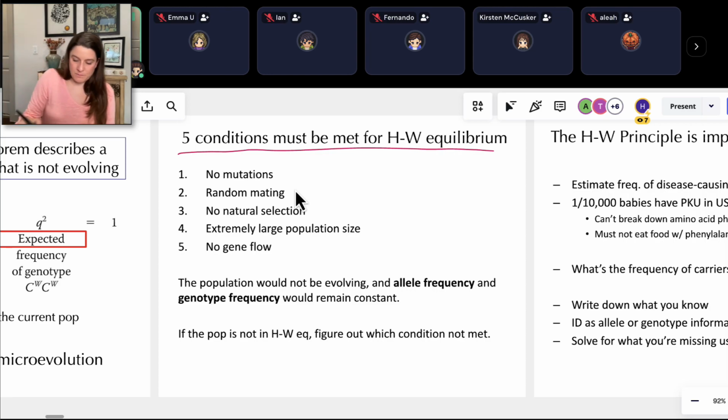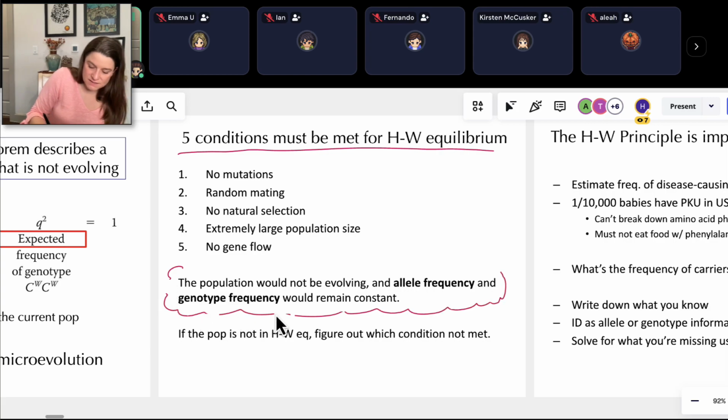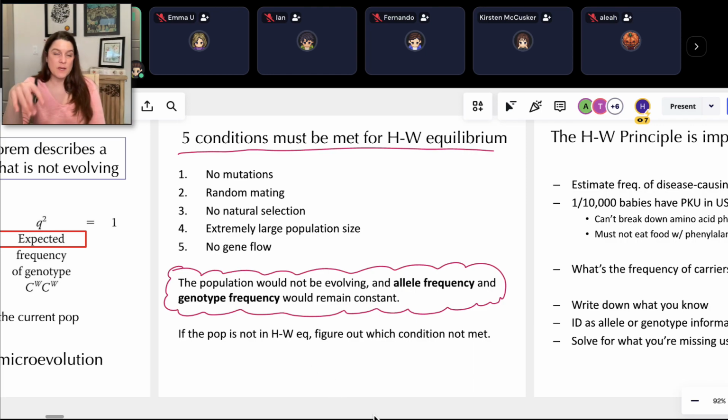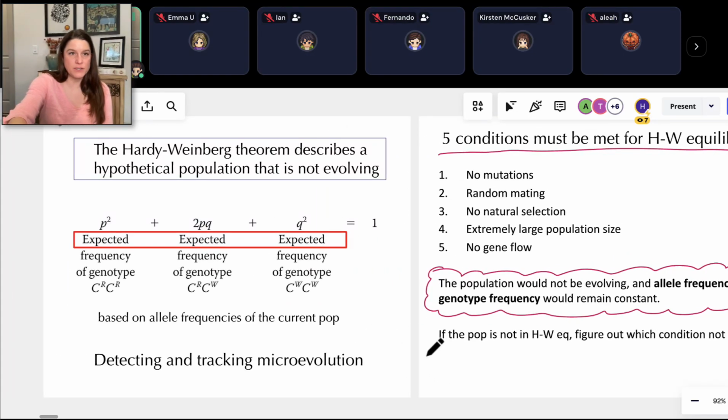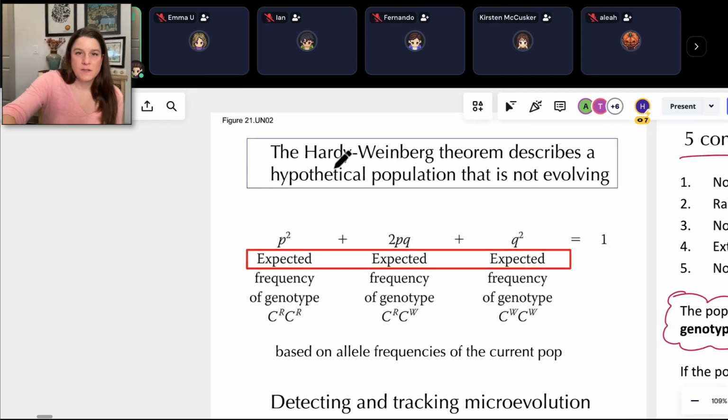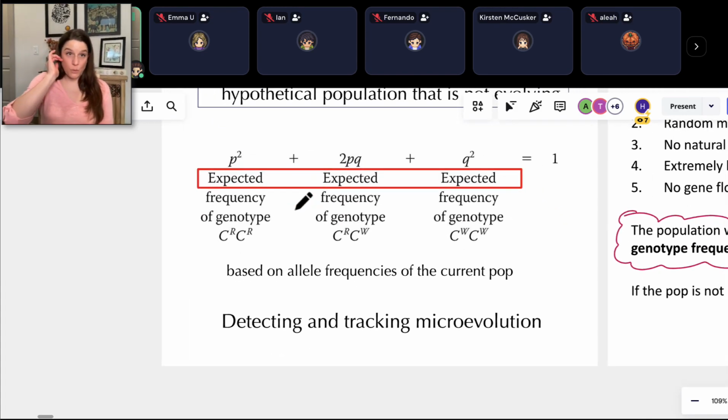And just remember, if it's in Hardy-Weinberg, you expect those allele frequencies and genotype frequencies to stay the same generation after generation, because there's nothing acting on the population to make it shift around, right? All right, and that is our little p squared, 2pq, q squared. I think I have two problems on the exam to solve p's and q's. p squared plus 2pq plus q squared equals 1.